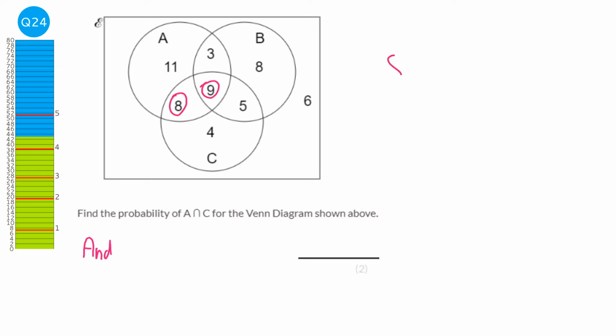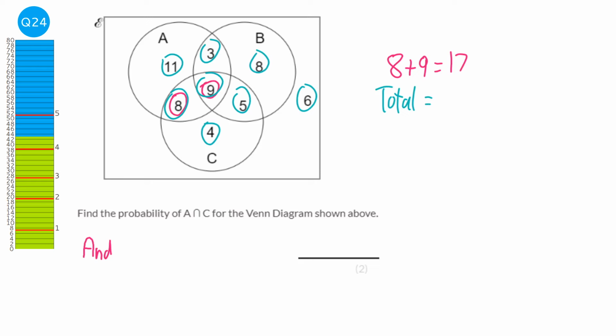So we're going to just add the 8 and the 9 together, which gives us 17. Now we need to work out how many numbers there are in total, so that's all of them. So 4 plus 8 plus 9 plus 5 plus 8 plus 3 plus 11 plus 6. So we need the total, which is 54. And then we get the 17, and we put that over the amount in total, so over 54.